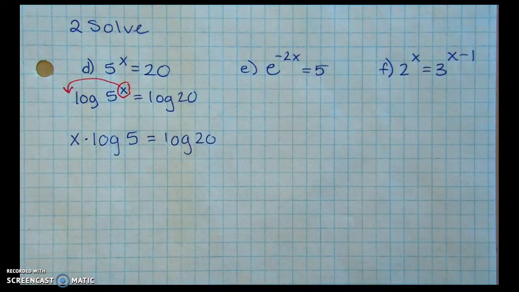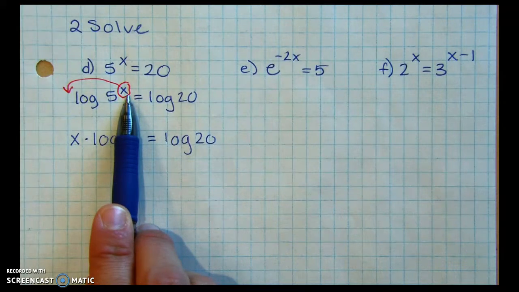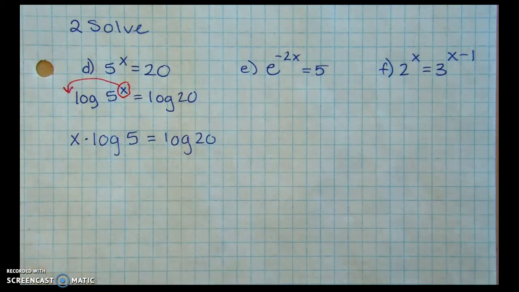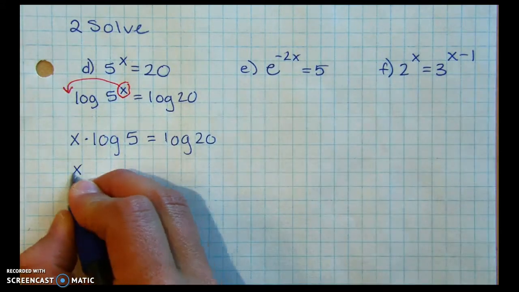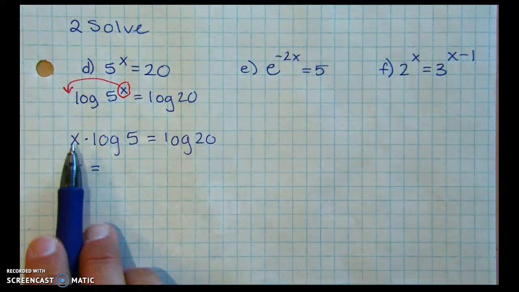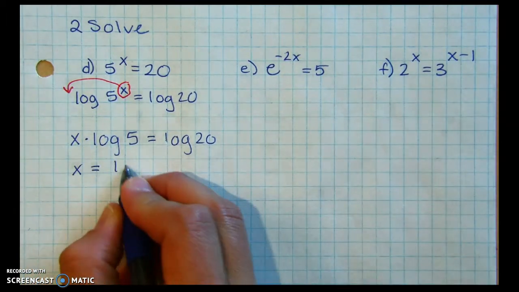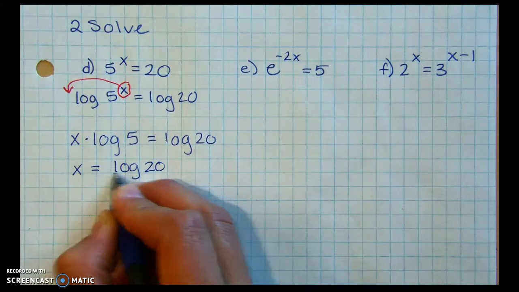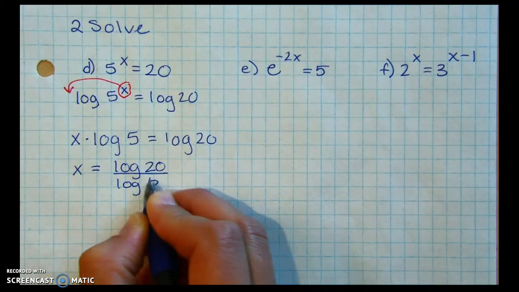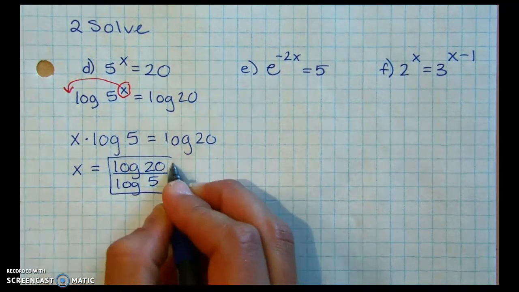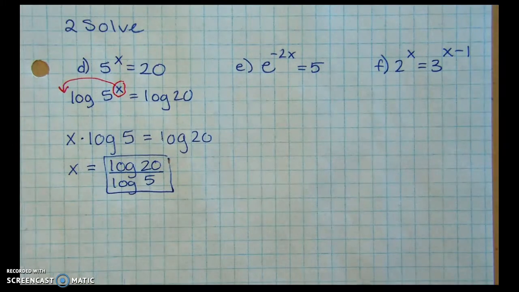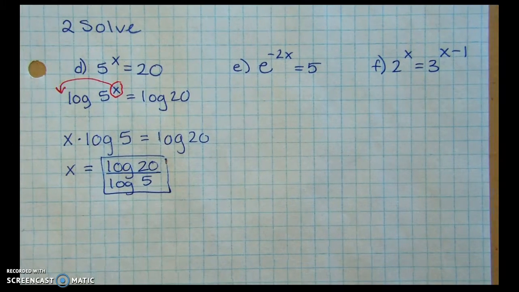Okay? So what brings an x out of the exponent? Logs. Now, how do we get x by itself if this says x times log 5? Divide by log 5. Okay. This is your final answer. Could you plug it in the calculator and get a decimal? Yes, but we're not going to. So that's the final answer.